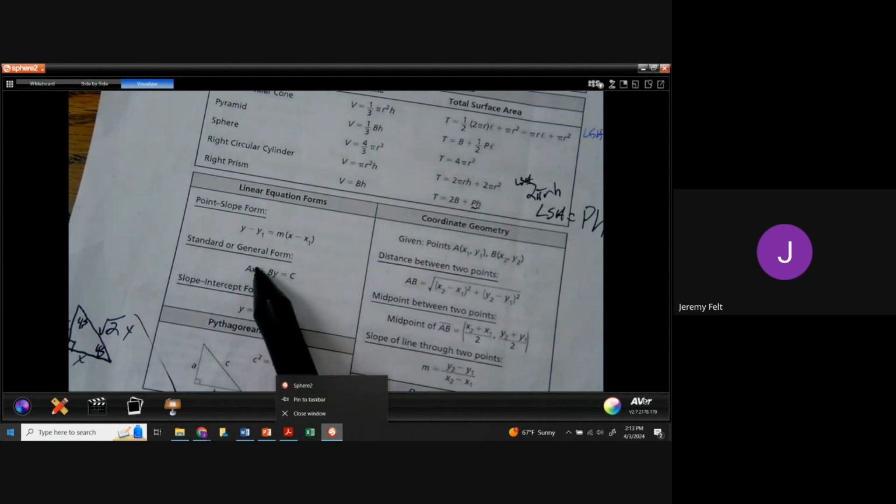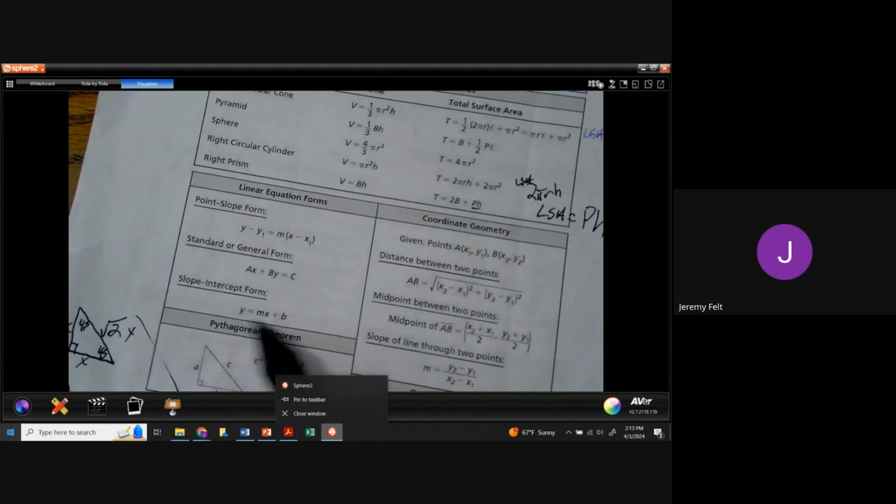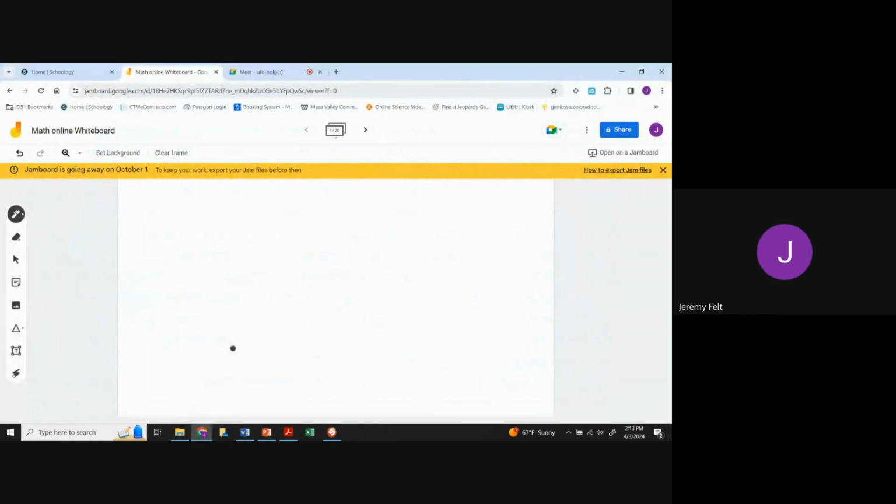We usually plug in 0 for x, solve for y, 0 for y, solve for x, and there's 2 points. That's all we need for a line. And then we have this one, which is probably the most common, which is slope-intercept form. And what the different m and b and what all those represent. So y equals mx plus b.